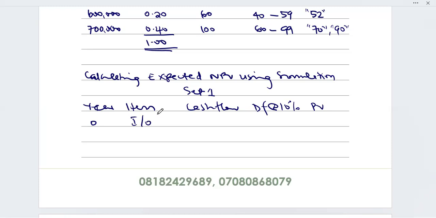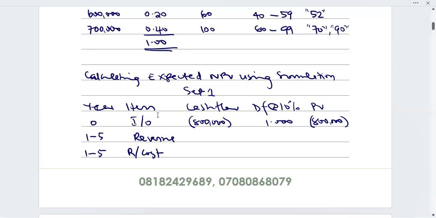Initial outlay of the project is how much? 800,000. Year one, I will go to the question, what's the useful life? We are told useful life is 5 years. So year 1 to 5, revenue. Then year 1 to 5, running costs.